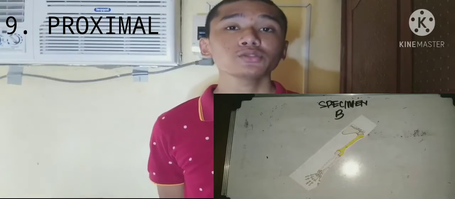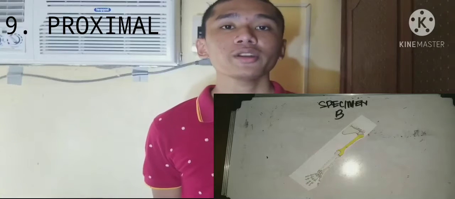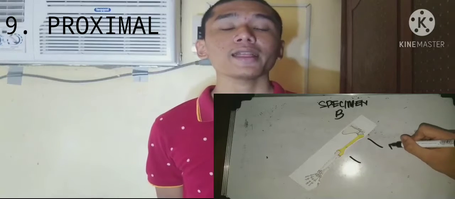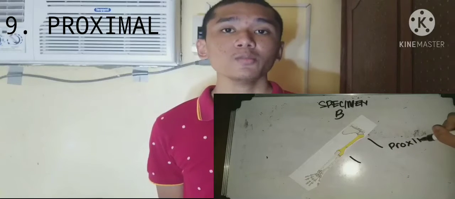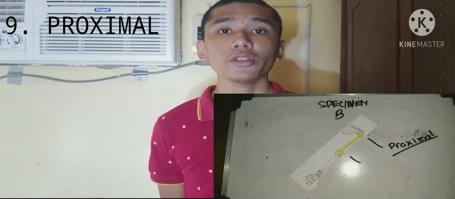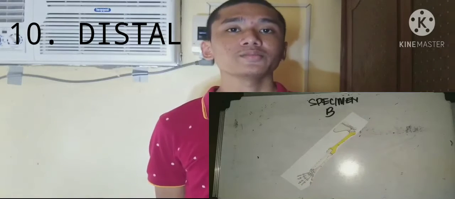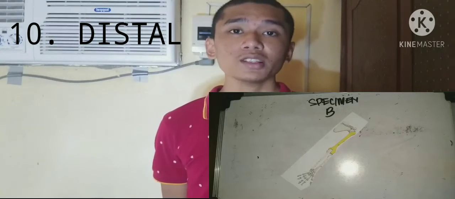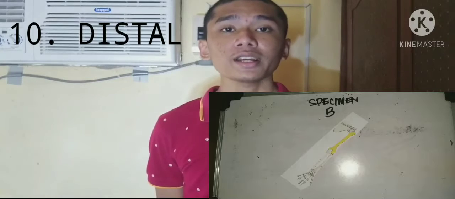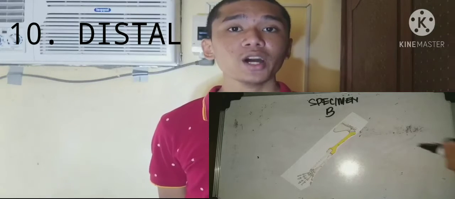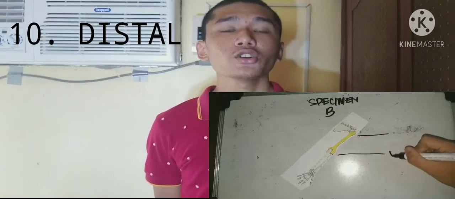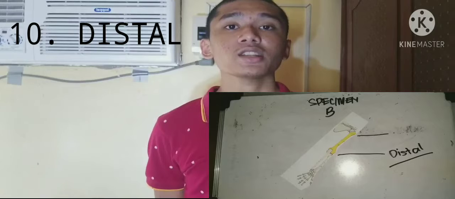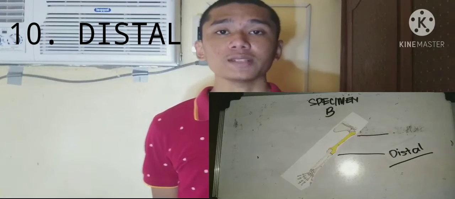Proximal compares two joints, which one is near the body or the mass of the body. Example, we have the shoulder joint and the elbow joint. The shoulder joint is proximal because it is near the body or the mass of the body. Distal is comparing two joints, opposite from the proximal, or the farthest from the body or main body. Example, shoulder joint and elbow joint. The elbow joint is distal because it is away from the main body.